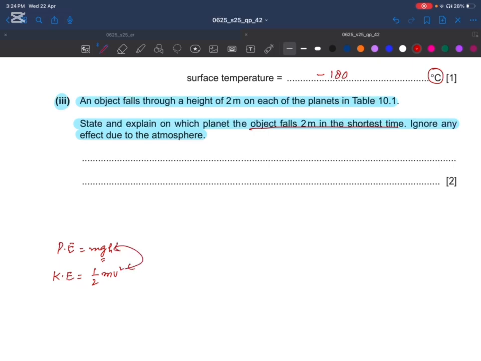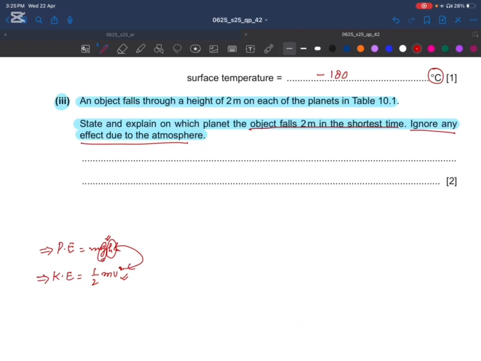So what is happening in this case, as they have already mentioned here, ignore any effect due to the atmosphere. So it means that the total loss of potential energy will come as the gain in kinetic energy. So the highest velocity will be based on the value of g, because all of them are falling from the same height. So velocity is depending only on g. So higher value of g, higher value of velocity, so the lesser time will be taken by the object.